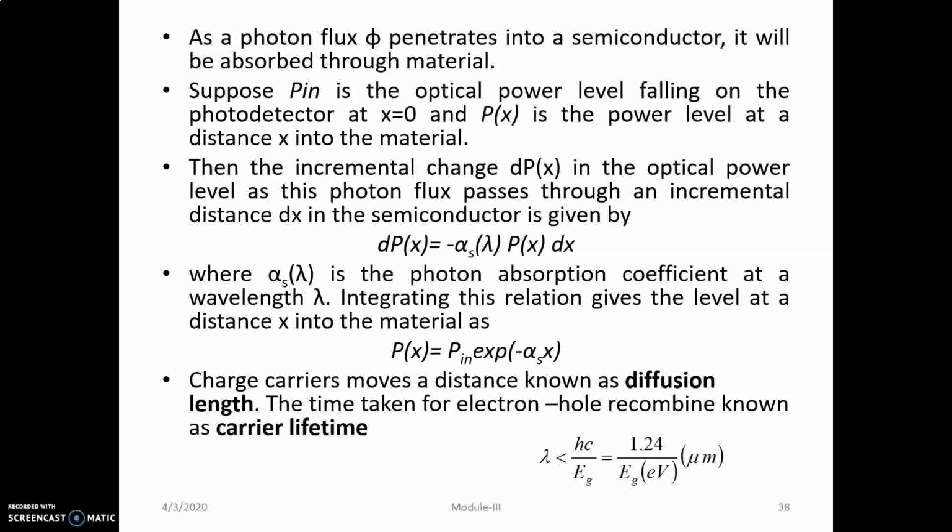Charge carriers, either holes or electrons, move a distance which we call the diffusion length. The time taken for an electron and hole to recombine we call the carrier lifetime. So we use the terms diffusion length and carrier lifetime in terms of electrons and holes and their recombination time.